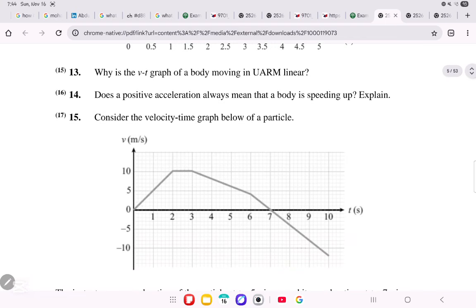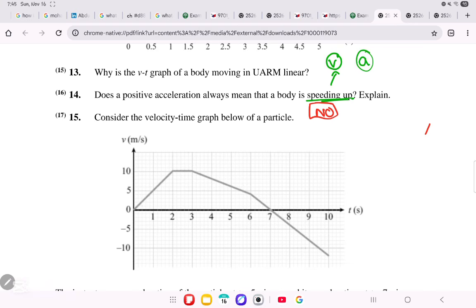Does a positive acceleration always mean that a body is speeding up? No, not necessarily. What does a positive acceleration mean? And how do we define speeding up and slowing down? Speeding up depends on what? It depends on two factors, the velocity and the acceleration.